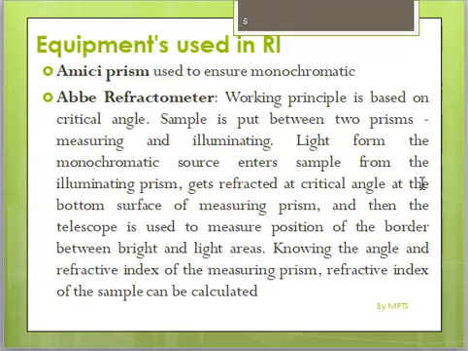The sample is placed in between the two prisms, the measuring and illuminating prisms. Light from the monochromatic source enters the sample through the illuminating prism and gets reflected at the critical angle at the bottom of the prism, and then the telescope is used to measure the position of the border between the light and dark areas. Of course, knowing the angle, as I've said, and the refractive index of the measuring prism, you can easily determine the refractive index of the sample, an unknown substance.